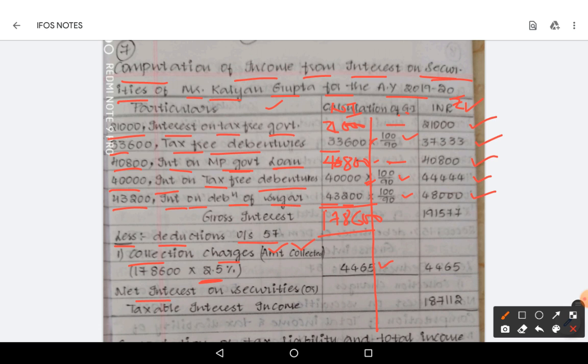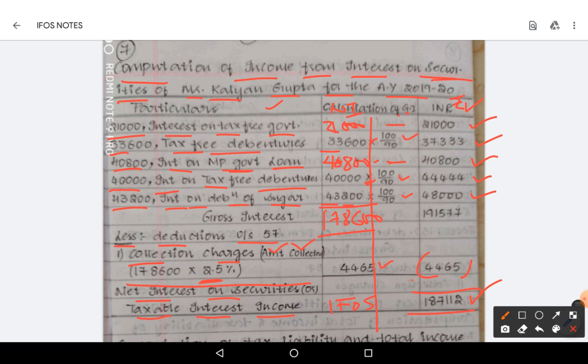Okay, interest on securities, net interest on securities. If you deduct this amount from the gross interest, our taxable interest income is nothing but 1,87,112. This is your taxable interest income from other sources. Income from other sources, you can say.